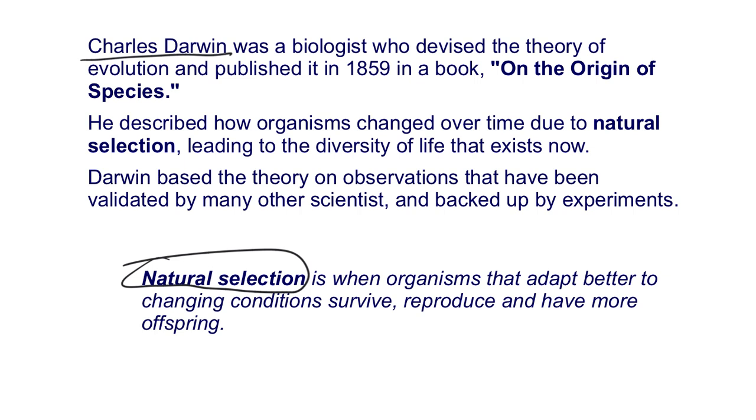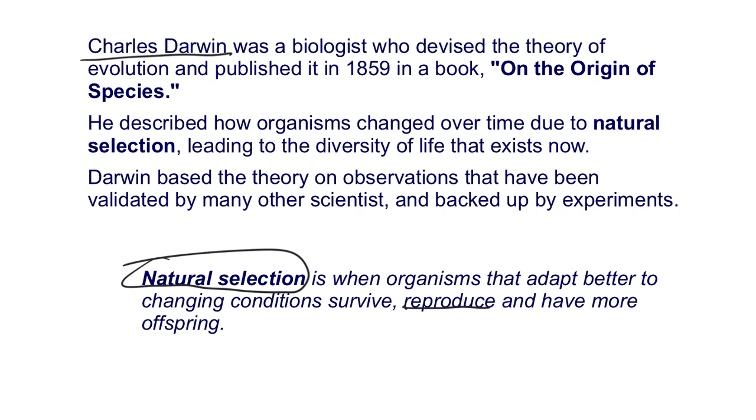And basically, organisms that have traits that allow them to adapt better to their environment will have a higher survival rate, and they'll be able to reproduce and have more offspring than organisms in the population that have adaptations that don't fit as well to that environment. Not like Mendel, Darwin didn't know anything about genes.